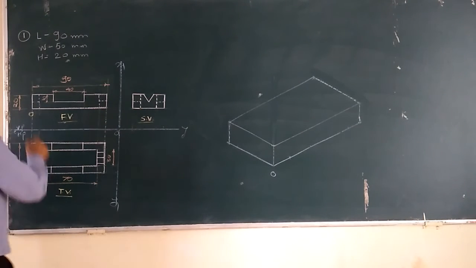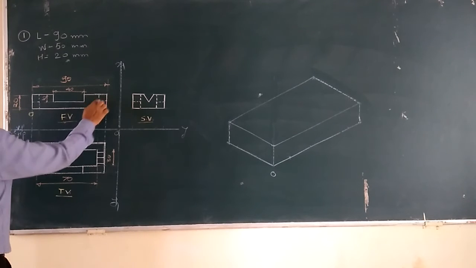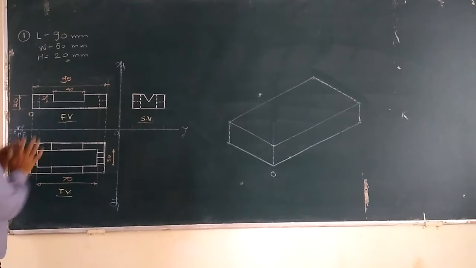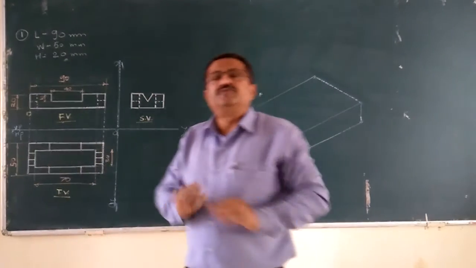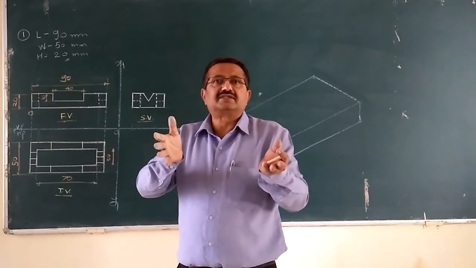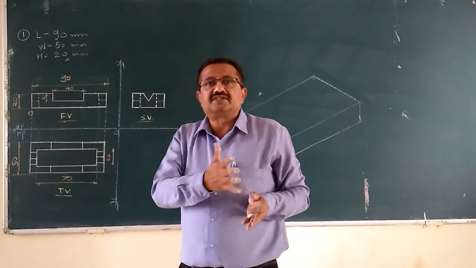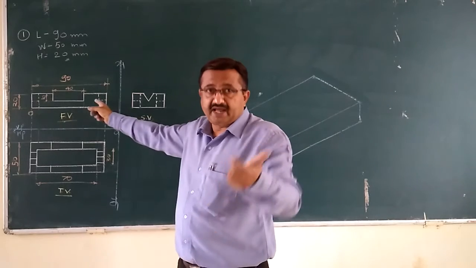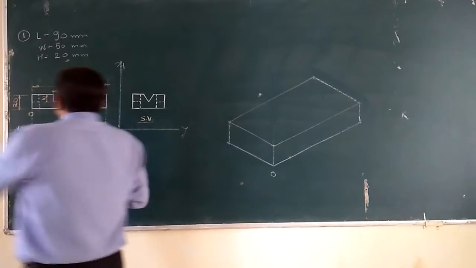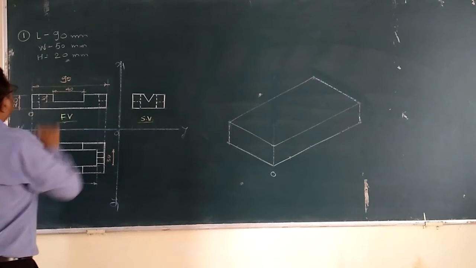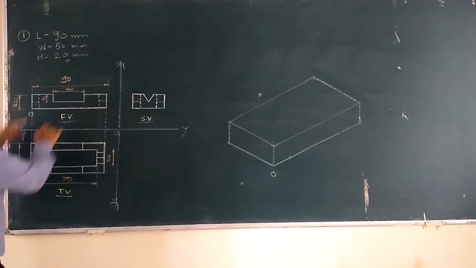Okay, so what about these dotted lines? See here, this is all about visible things. So dotted lines are invisible things: hidden corners, hidden slots, hidden holes, whatever may be, which is not visible at a glance to the observer, or which is hidden, should be shown by using a thick dash line. Commonly we call it a dotted line.